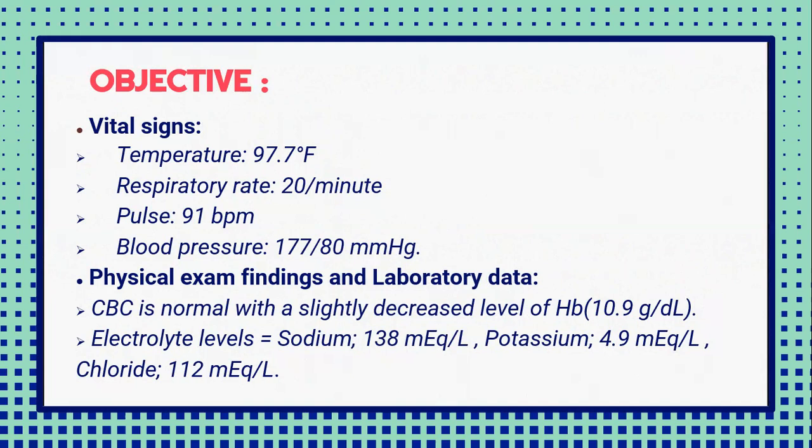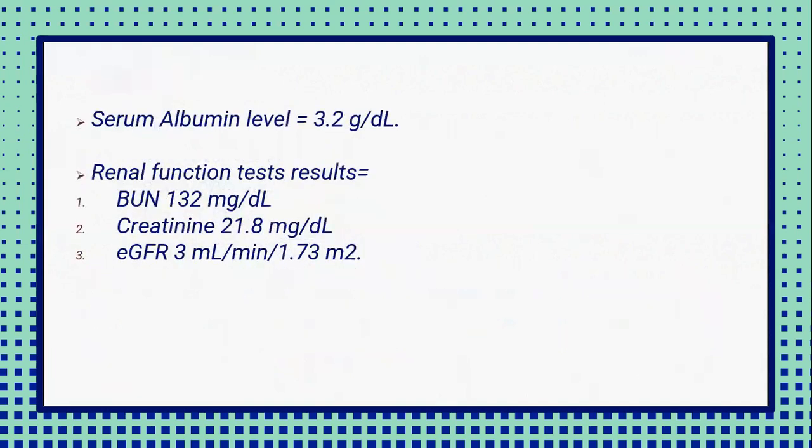Physical exam findings and laboratory data were: CBC is normal with a slightly decreased level of hemoglobin, 10.9 gram per deciliter. Electrolyte levels include sodium 138 milliequivalent per liter, potassium 4.9 milliequivalent per liter, and chloride 112 milliequivalent per liter. The serum albumin level is 3.2 gram per deciliter.